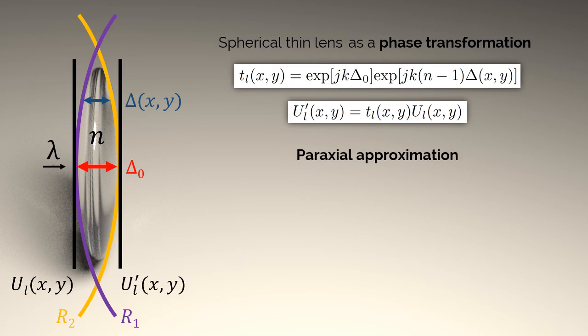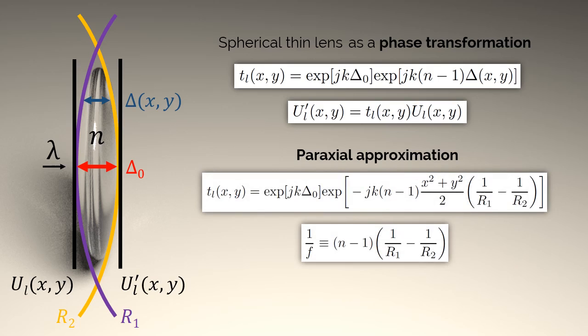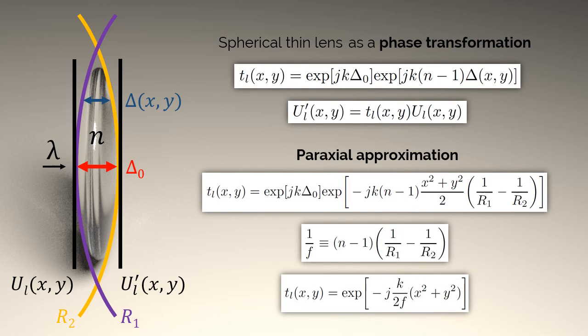In the paraxial approximation, we focus our attention to portions of the wavefront that lie near the lens optical axis. This greatly simplifies the phase transformation expression, especially after substituting f, or the focal length of the lens, into the simplified expression.